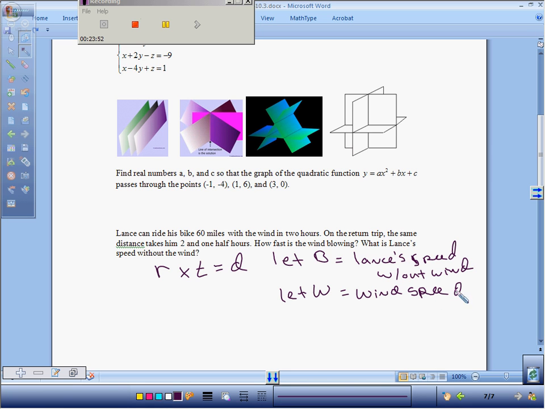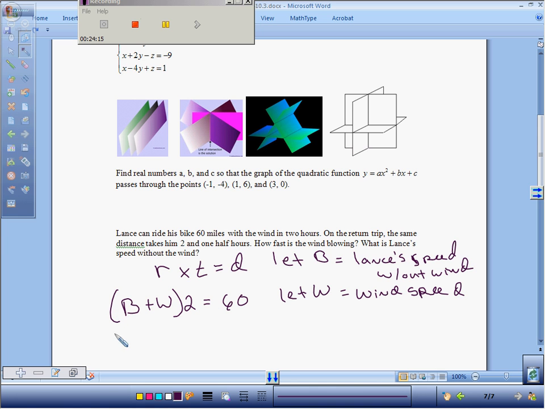And so with this one, on the return trip, the same. Going, his rate is B plus W, right? Because he's got the wind pushing him. You understand that? Okay. Times, that's his rate. His time is 2, equals 60, right?